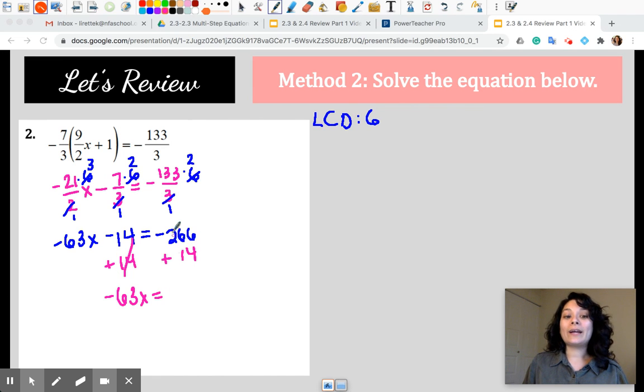Okay, now when I subtract these, that's when I get negative 252. That does not look like a negative. Negative 252. There we go. Okay, so just make sure that you go back and make that adjustment. That was my mistake. Okay, and then the last step would be to divide both sides by negative 63.